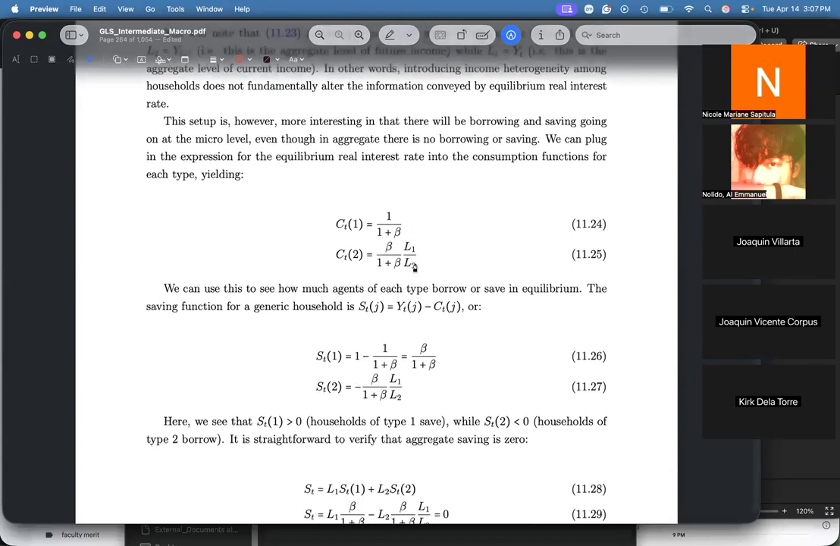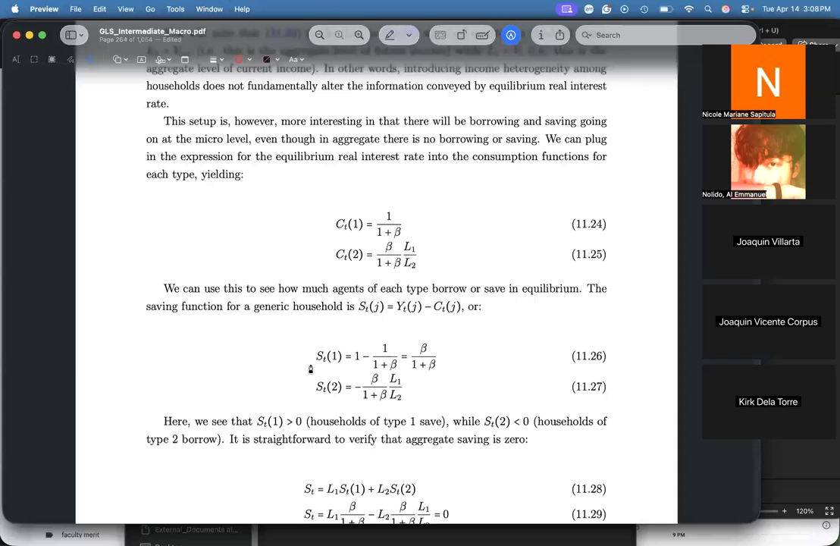Next, you can use this to see how much agents of each type borrower save in equilibrium. The saving function for a generic household is S equals Y minus C. So hopefully people remember what this means. Here specifically, wala kang investment or wala kang other things to do with your money other than to consume or to save. So literally, you just decide how much to consume, right? And then you get the difference between your endowment and that's your savings.